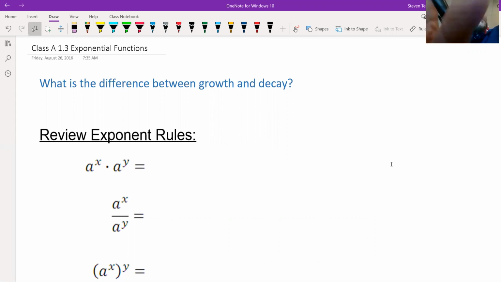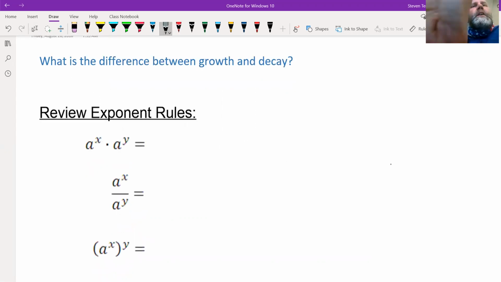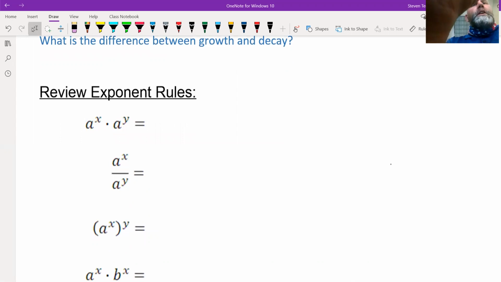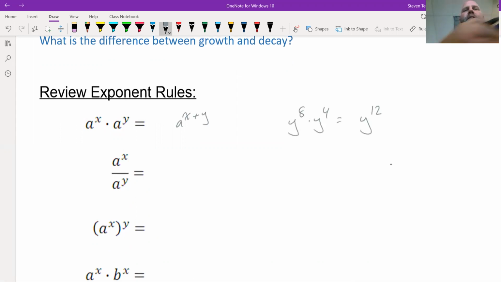Okay, let's start with our exponential rules. If I have a to the x times a to the y, of course that's going to be the addition of our exponents. If I had y to the 8th times y to the 4th, that is going to be y to the 12th. 8 y's are on this side, 4 y's on the other side, and you add them all up, and you're going to get y to the 12th.